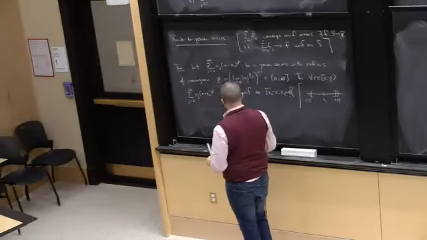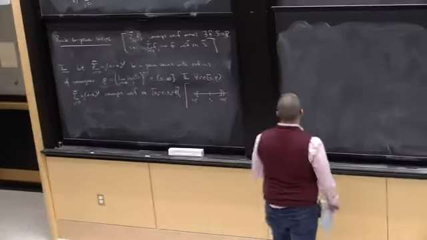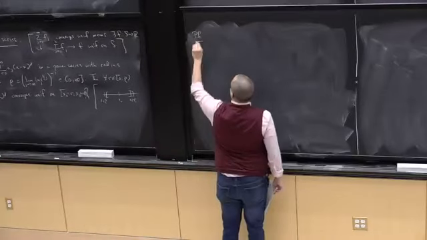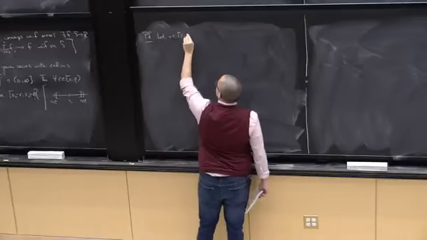Okay. So we'll prove this using the Weierstrass M test. Okay? So let r be in (0, rho).